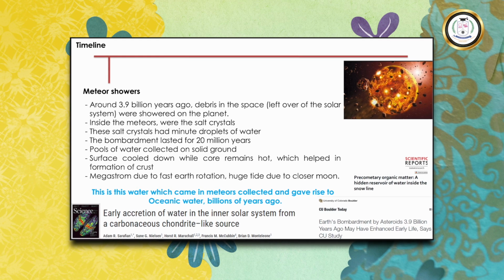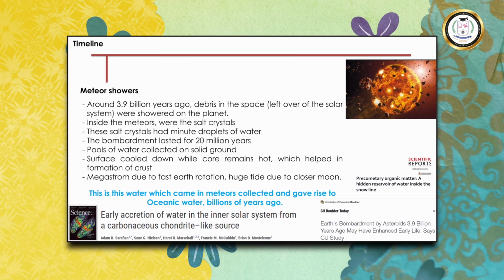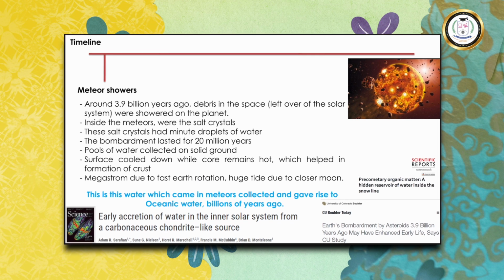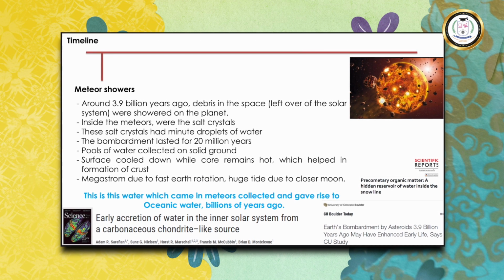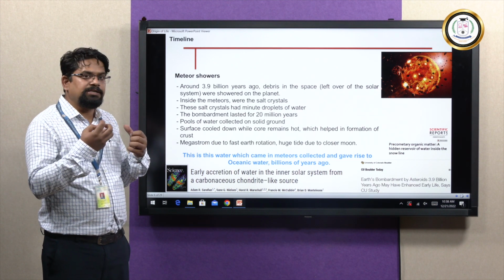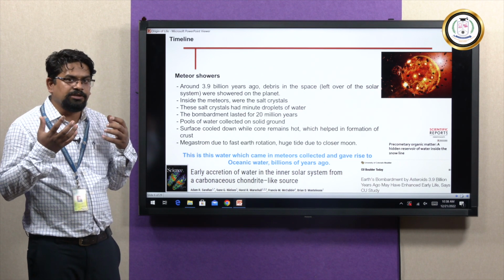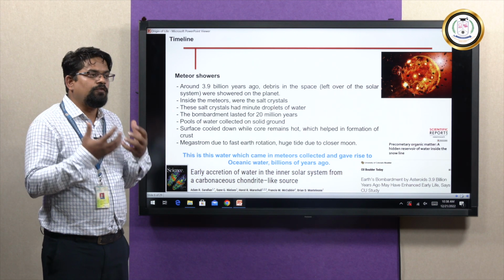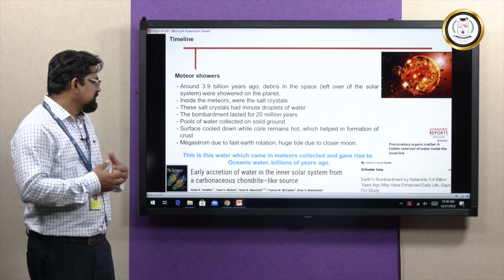Megastorms were very prevalent at that time because of the fast earth rotation and the huge tide due to the closer moon. As I said in the previous slide, the moon at that time was just 22,000 kilometers away as opposed to 400,000 kilometers at present.